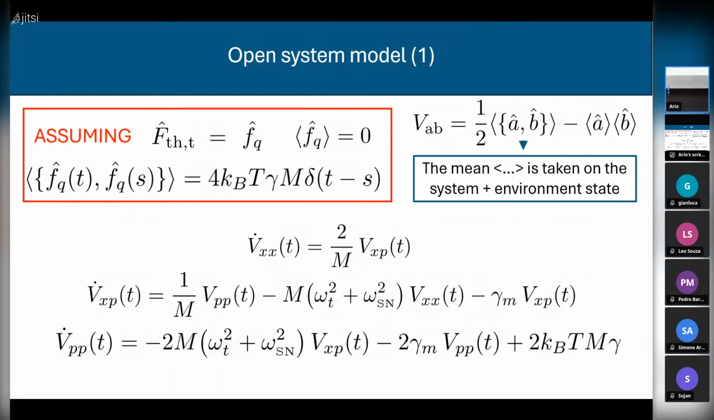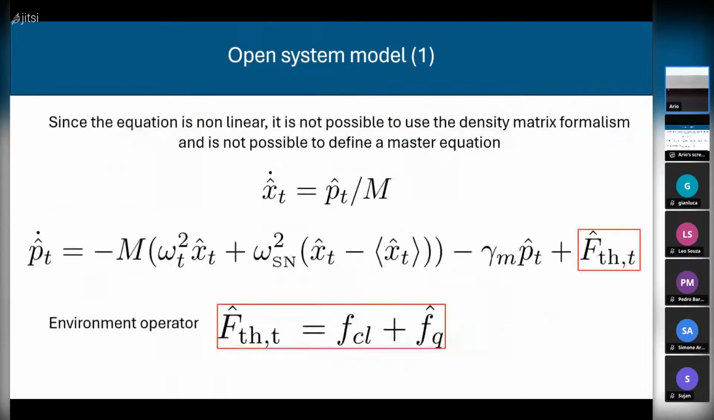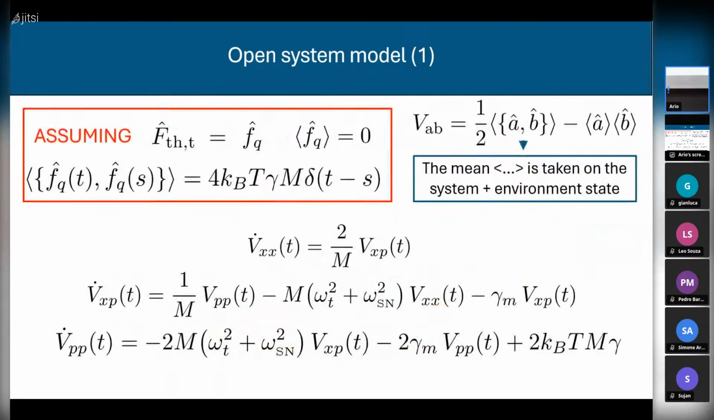Then if you do this and you compute from the Heisenberg equation the equation for the variances, you end up with something like this. So you have some damping here. You still have this dependence on the frequency, the Schrödinger-Newton frequency, in the coefficient matrix. And then you have some non-homogeneous term that has to do with the temperature of the system that is pumping energy into the system.